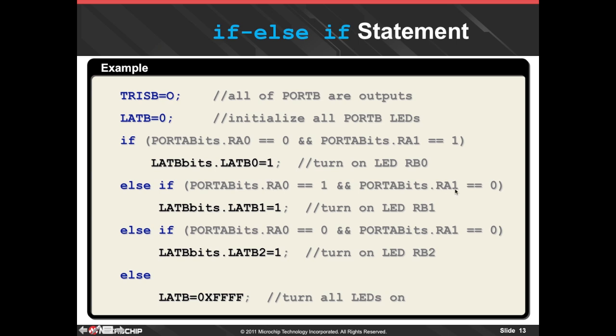Else if RA1 is pushed and RA0 is not, then turn on LED RB1. Else if both are pressed, then turn on RB2. Now, if none of those are satisfied, then it must be that we're not pressing either of them. And in that instance, we're just saying, by example here, turn on all the LEDs. Okay, so that concludes our discussion on decision-making structures with the if statement.